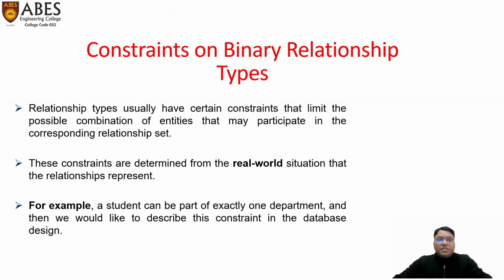So, first thing, constraints on binary relationship type. Relationship types usually have certain constraints that limit the possible combination of entities that may participate in the corresponding relationship set. Because we must know how many entities are going to participate in a particular relationship type. These constraints are determined from the real world situation that the relationship represents. For example, a student can be a part of exactly one department, and then we would like to describe this constraint in the database design, because this is very important in the basics of database design.